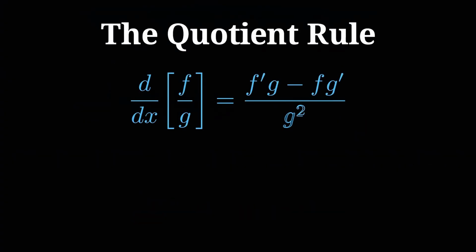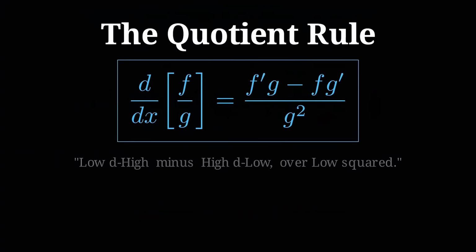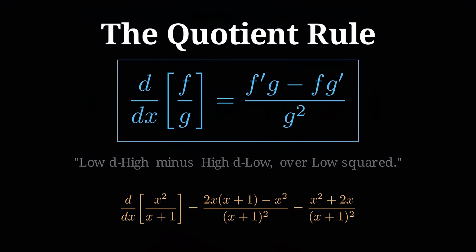When dividing two functions, use the quotient rule. The derivative of f over g equals f prime g minus f g prime, all over g squared. Memory phrase: low d high minus high d low over low squared. Note the subtraction. The order matters.